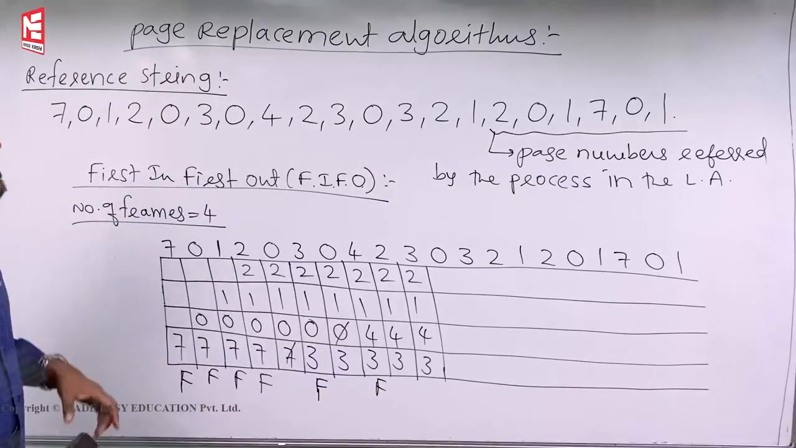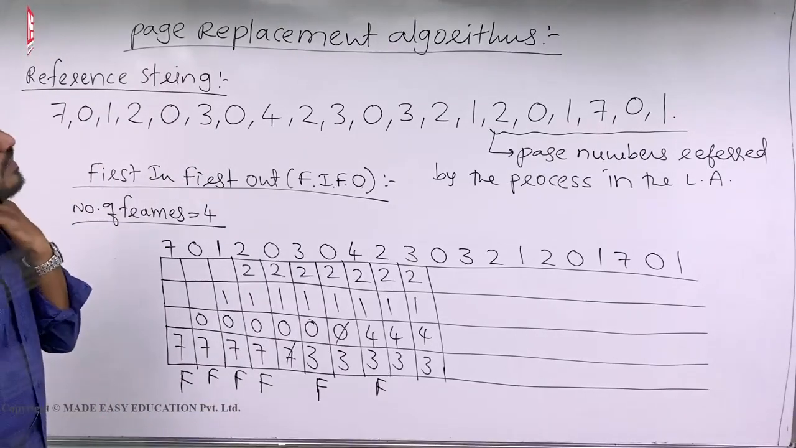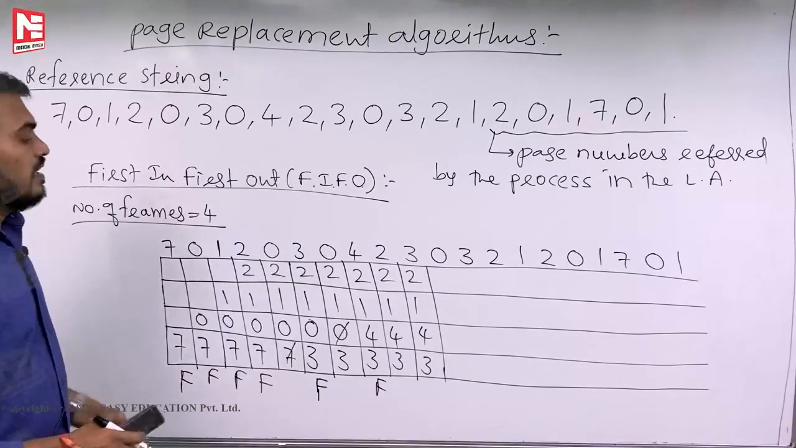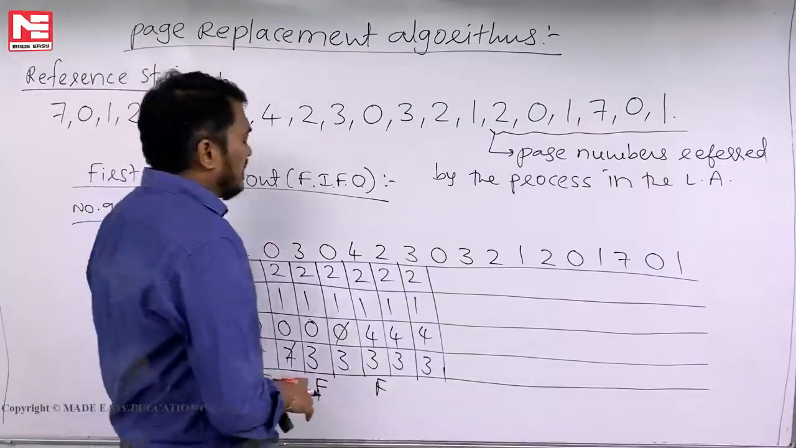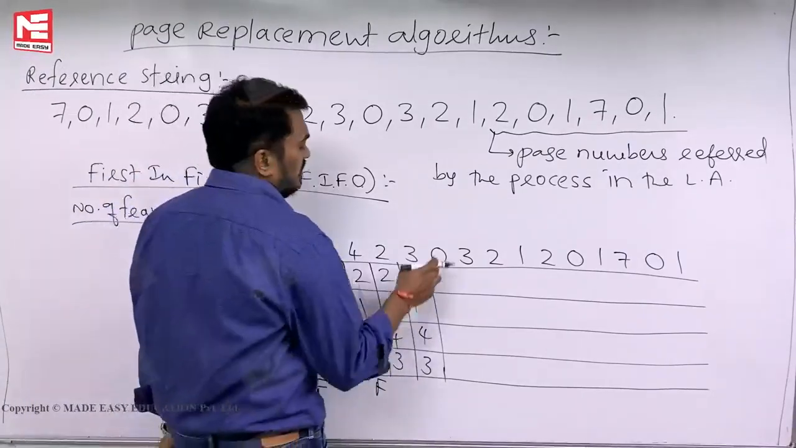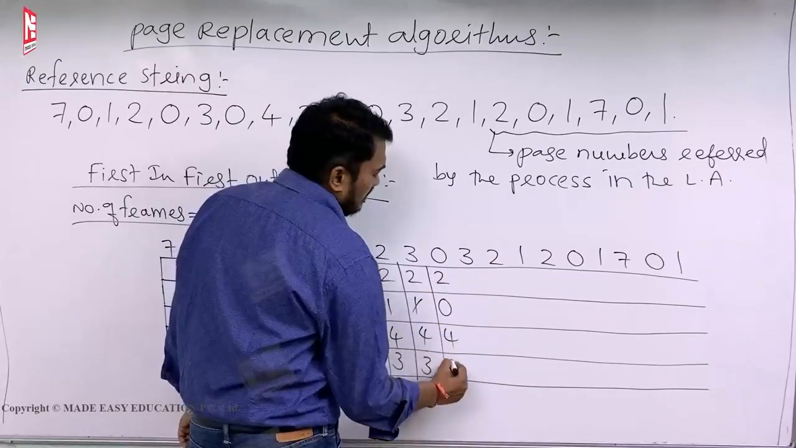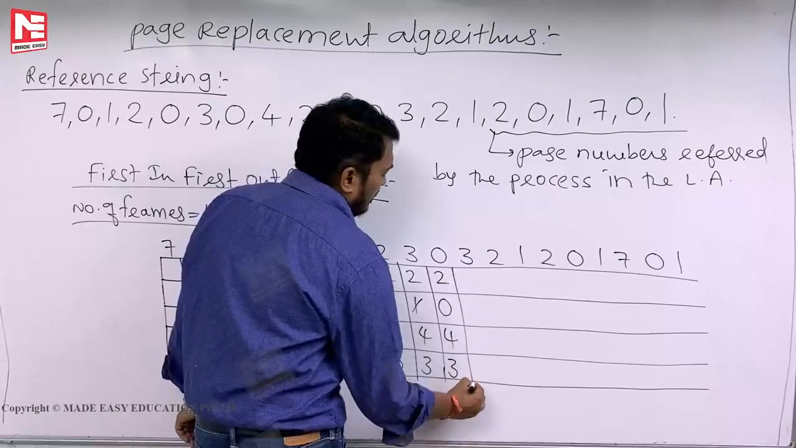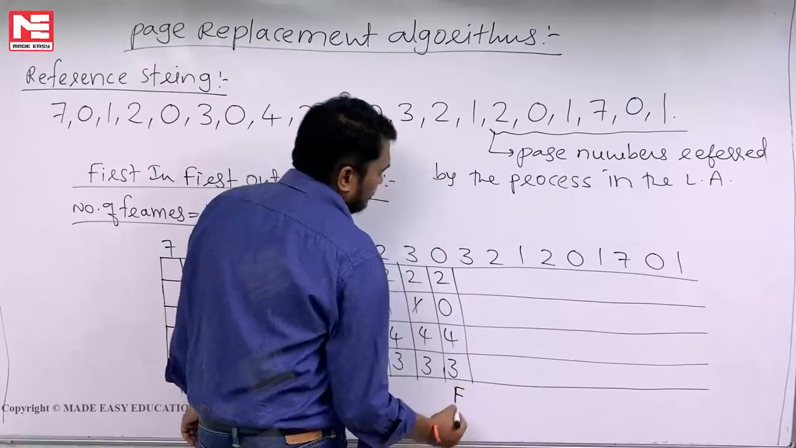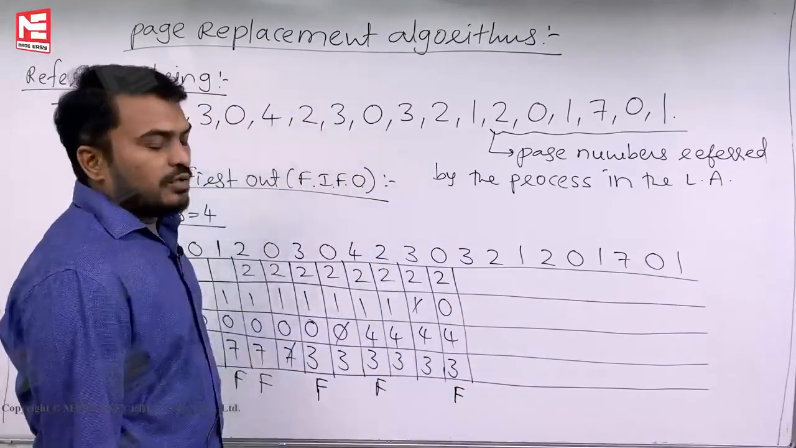Next, tell me, what comes after that? 0. Now tell me, is 0 available here? No, not available. So which one do we replace now? 1. Replace 1 with the 0 and copy the remaining as it is. And remember, that is considered to be a page fault.